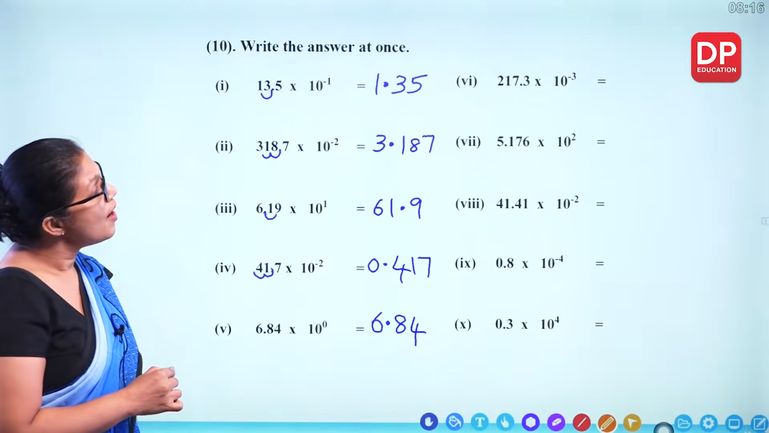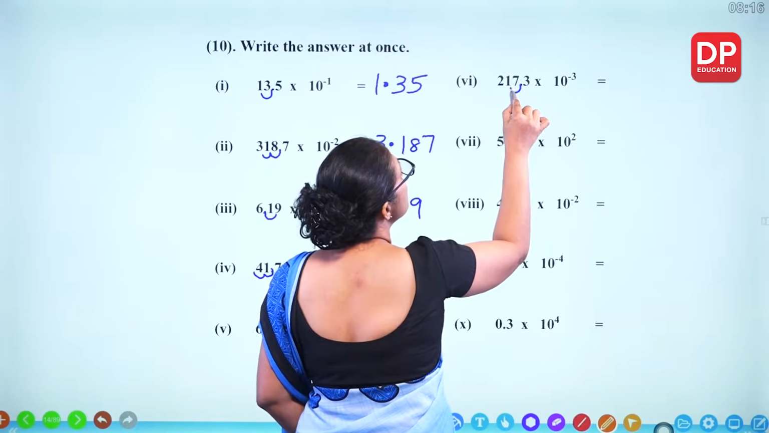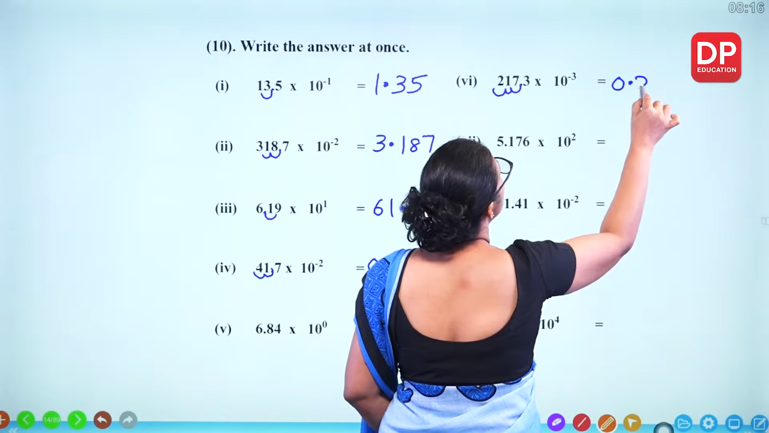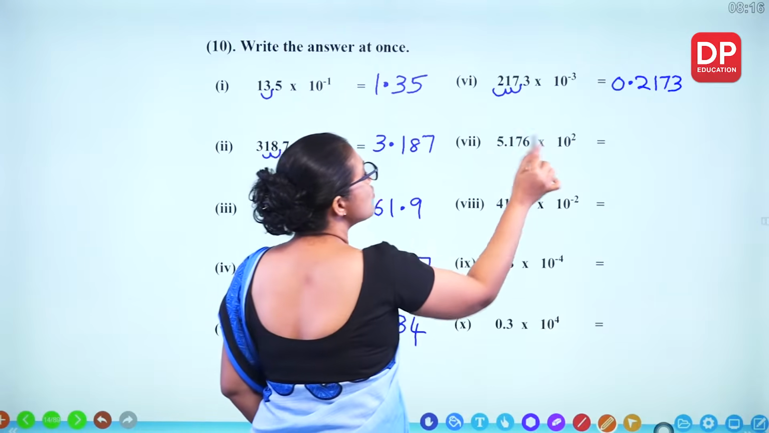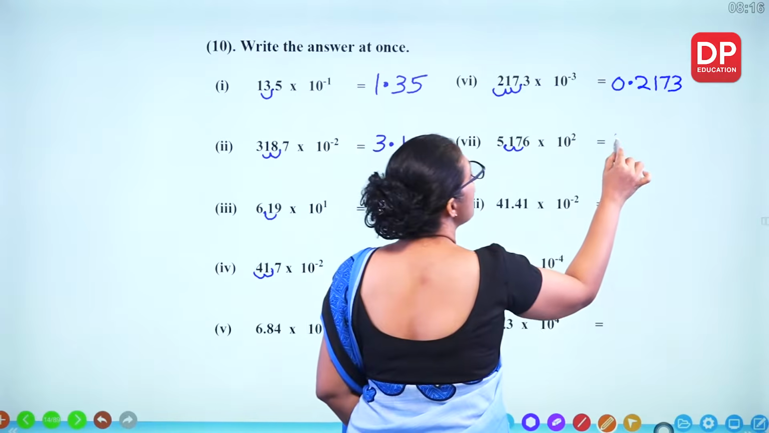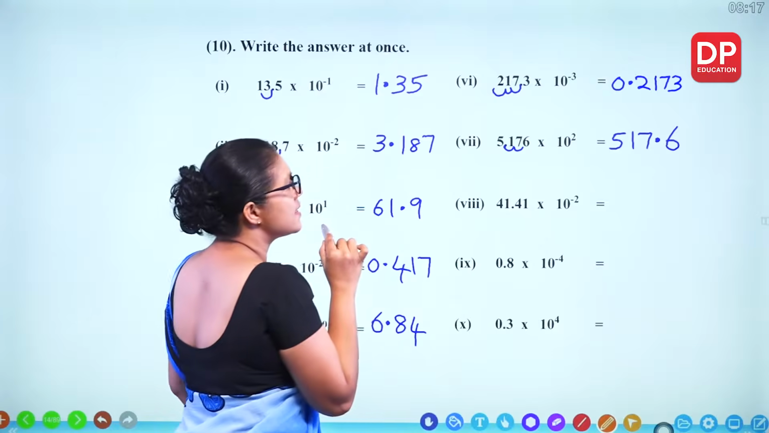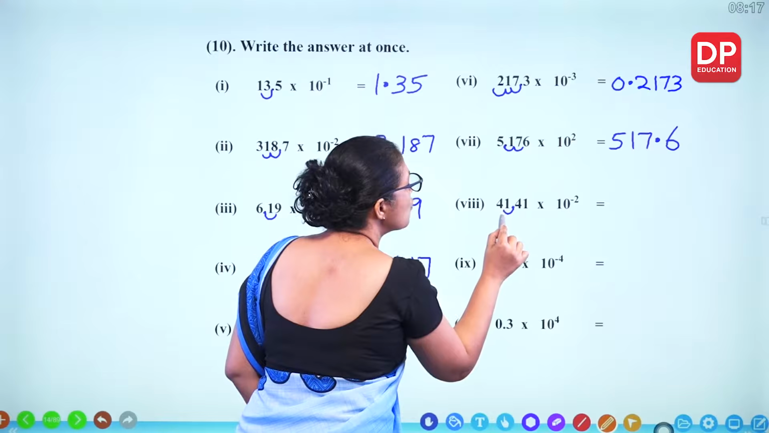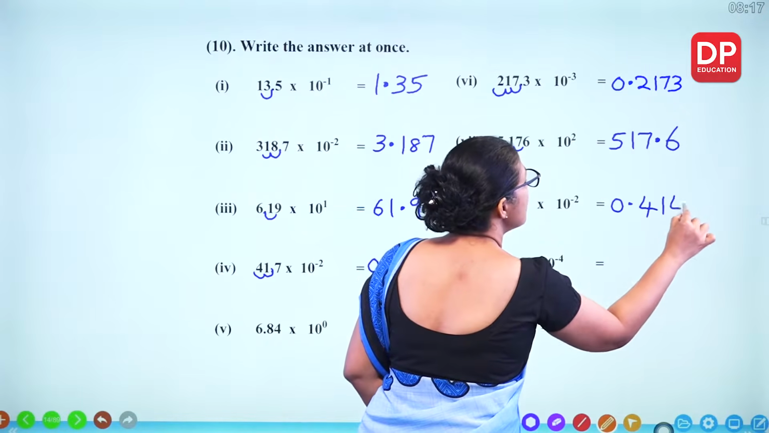This one, 217.3. 10 to the power minus 3 moves the decimal place 3 places to the left, 0.2173. 10 squared, 2 places to the right. So you get 517.6. 10 to the power minus 2 moves 2 places to the left, 0.4141.